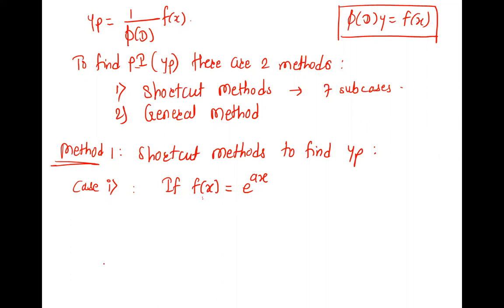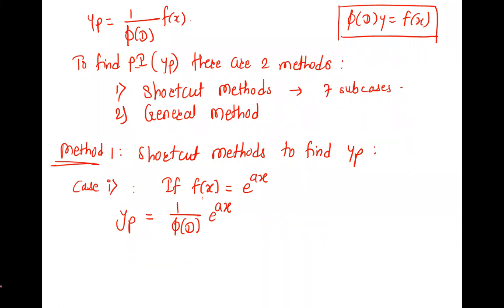And how do we solve this? We'll see that. So your first job is to remember the definition of YP, particular integral, 1 upon phi d f of x. So to find that YP, there are 2 methods, shortcut method and general method. In shortcut method, there are 7 subcases. So we have started with shortcut methods to find the particular integral. And case 1 in that is if your function on the right hand side is e raised to ax, then YP is defined as 1 upon phi d into f of x. But what is your f of x? It is e raised to ax.